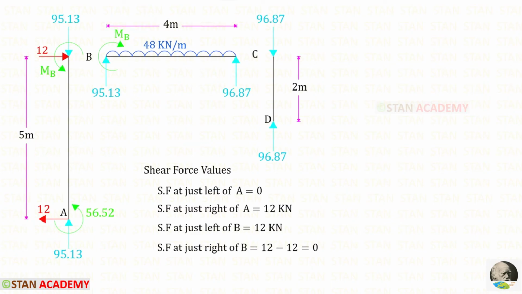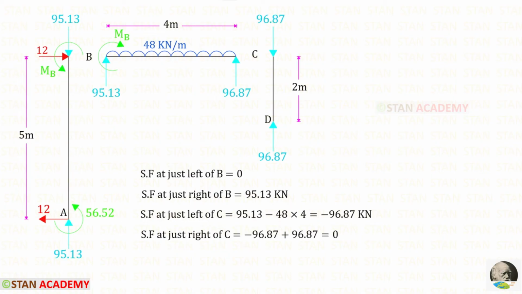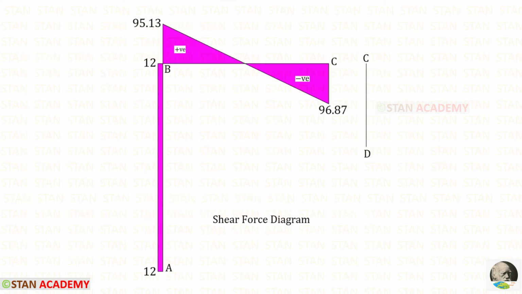We can draw the shear force diagram directly. Otherwise, first we can draw the free body diagram. From that, we can calculate the shear force values. These are the shear force values for the column AB. These are the shear force values for the beam BC. In the column CD, there is no perpendicular load, so there will be no shear force. This is the shear force diagram.